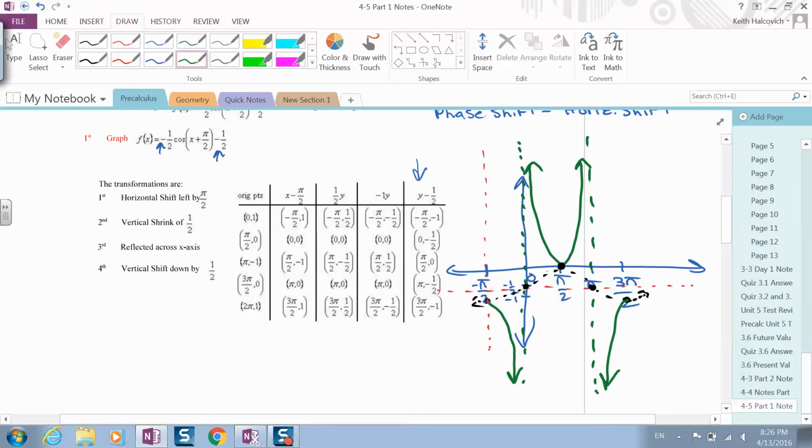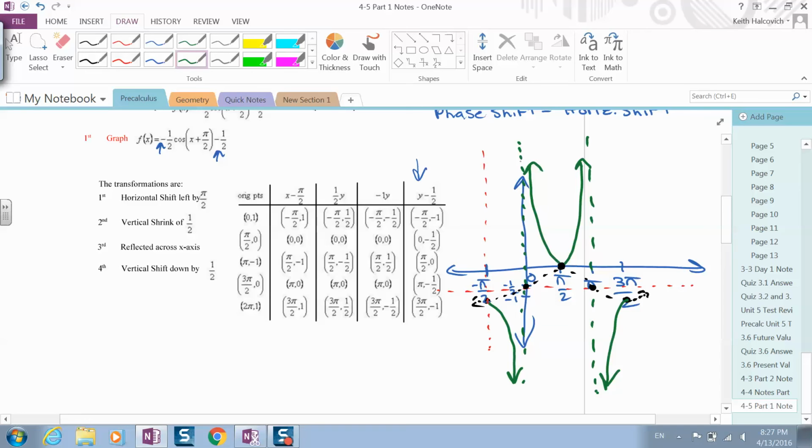Notice first we graphed the cosine. We applied the horizontal shift left pi over 2. That gave me where the original y-axis would be. The vertical shift down by 1/2 gave me where the original x-axis would be. So these points here are telling me what would have been 0 had it not been shifted.